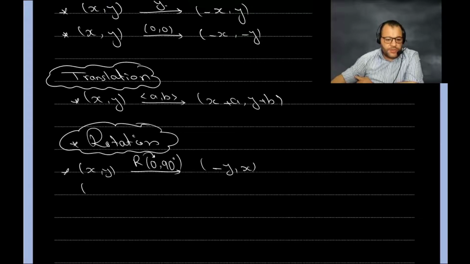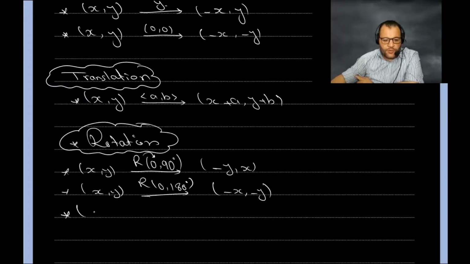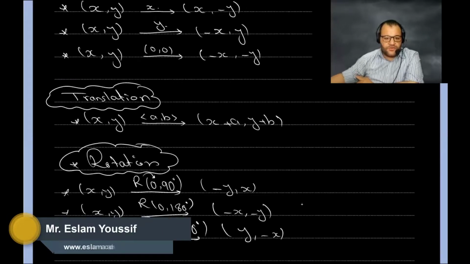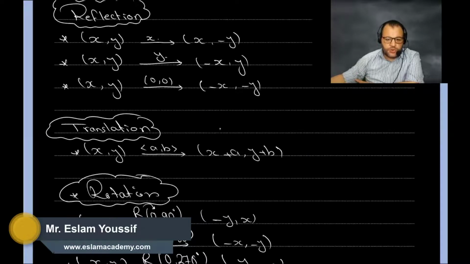If you have a point (x, y) and you need to find its image by rotation around the origin with angle 180, its image would be (-x, -y). For the point (x, y) by rotation around the origin with angle 270 degrees, its image would be (y, -x). That's all of the formulas. If you need to take a screenshot, or if you want me to send this, no problem.